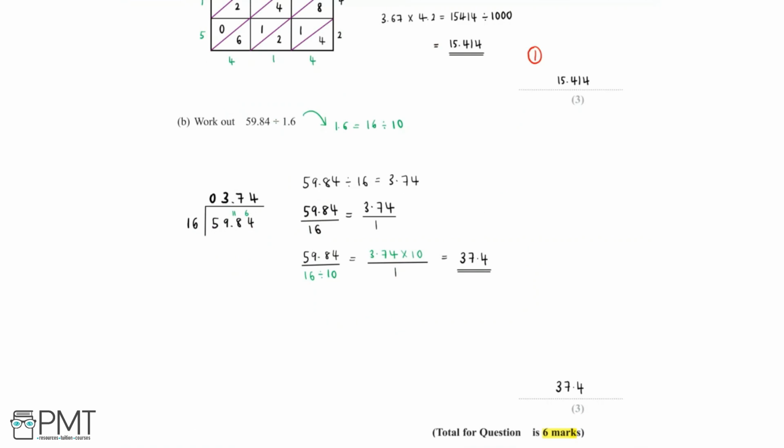We get the fourth mark in part B for a process to find 59.84 divided by 16. We get the fifth mark for finding that 59.84 divided by 16 is equal to 3.74. And we get the sixth and final mark for finding that 59.84 divided by 1.6 is equal to 37.4. Allowing us to get the full 6 marks needed in this question.